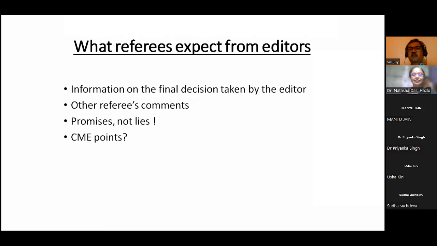But I'm going to now turn the tables and ask, what do referees expect from editors? Referees expect editors to give them information on the final decision taken by the editor. I want to know whether you agree with my comments or not. I would like to know the other referees' comments so that I can learn from them.